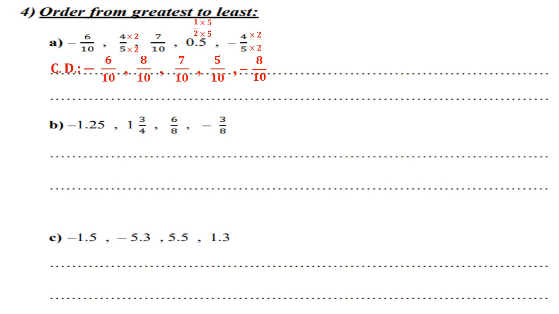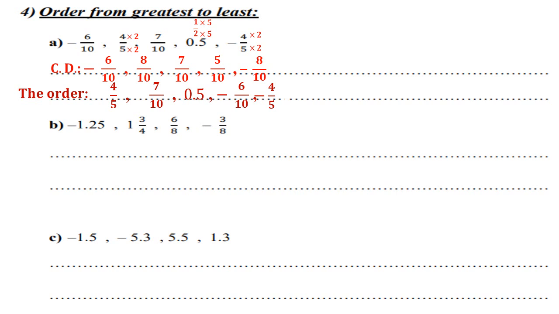Now I have smart fractions. I will start to order from greatest to least. The greatest number is 8 over 10, which is 4 over 5 in its original form. And then 7 over 10, and then 5 over 10, which is equal to 0.5 in its original form. And then negative 6 over 10, and then negative 8 over 10, which is equal to negative 4 over 5 in its original form.